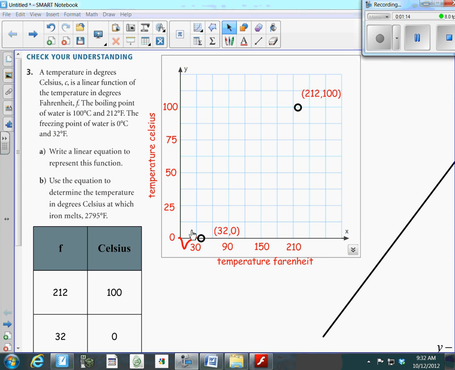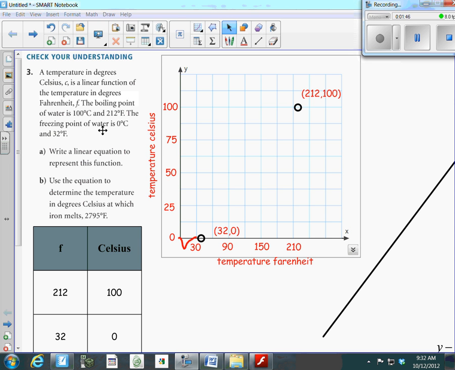So I've jumped ahead a little bit. I've plotted some points. I've truncated the x-axis starting with 30 degrees Fahrenheit, and I've gone up by 60 for every 2 boxes. For Celsius, I've gone up every 2 boxes to equal 25 degrees Celsius. So I've wound up with a fairly well-spaced graph, and now I've labeled the 2 points that were given.